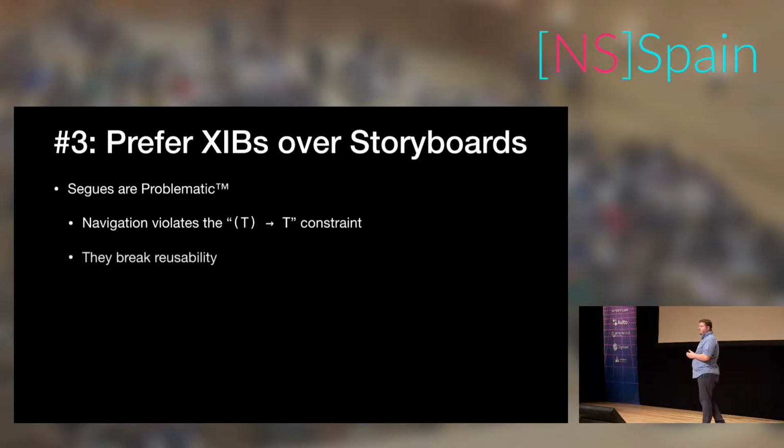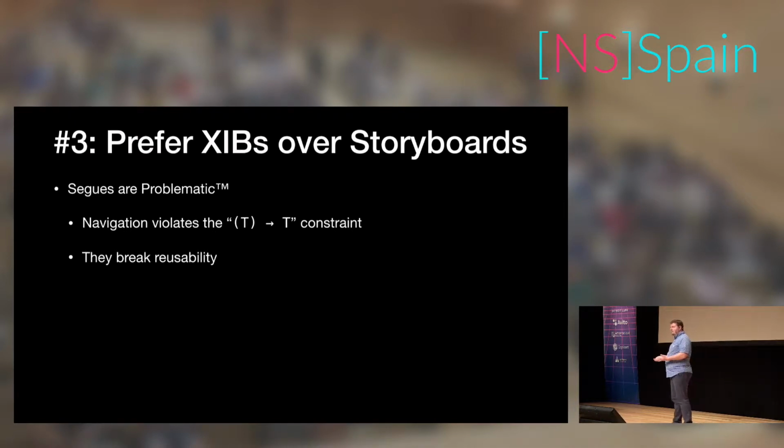Segues additionally break reusability, because you've got this hard-coded thing of, well, I've got a segue with this explicit hard-coded identifier, which I then have to hard-code into my code, and now I can't really use that view controller in any other spot because I've got this huge prepare for segue method where I'm switching over, well, it could be this scenario or that scenario or this scenario or that scenario. And this is a major problem for reusability.